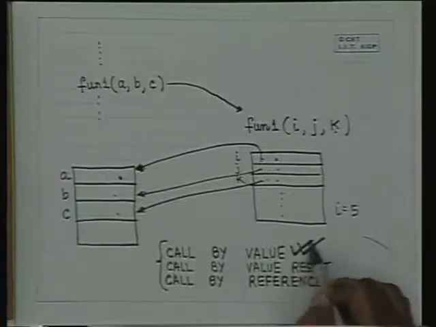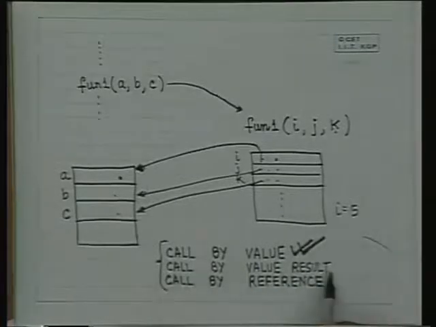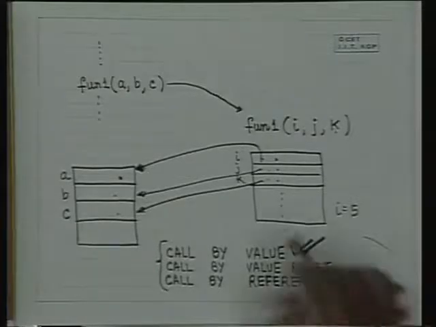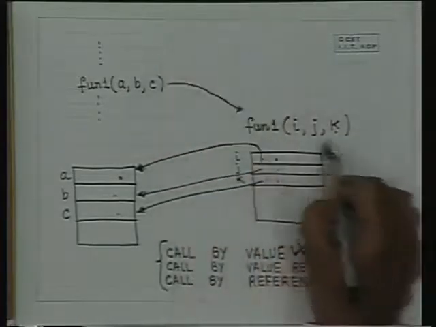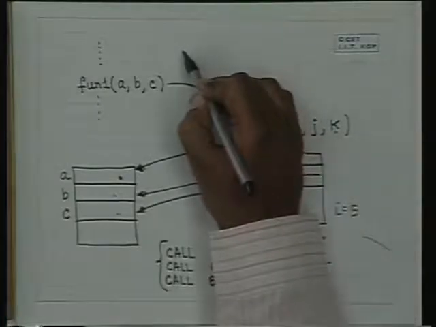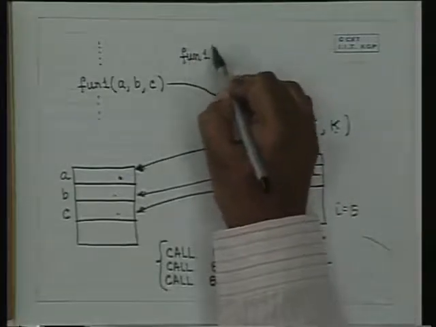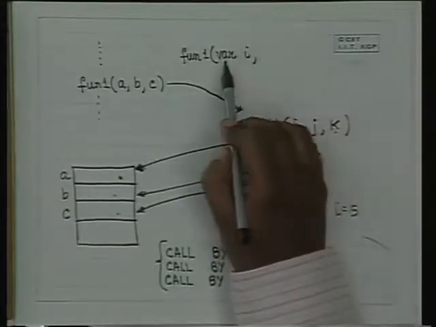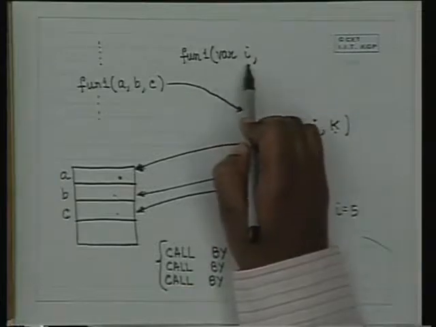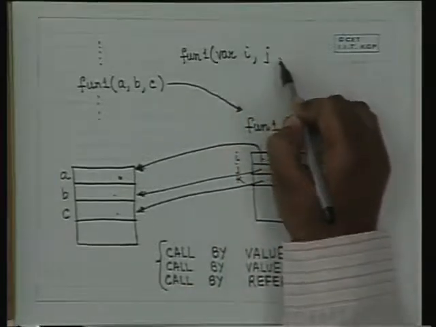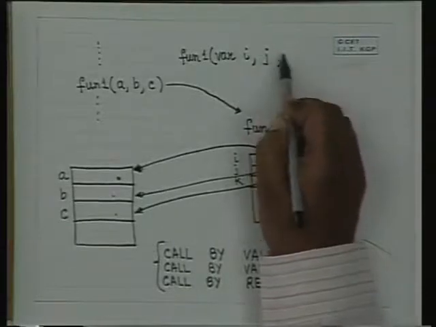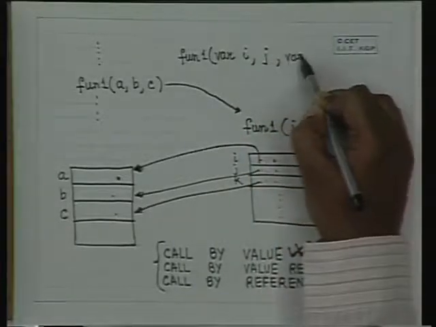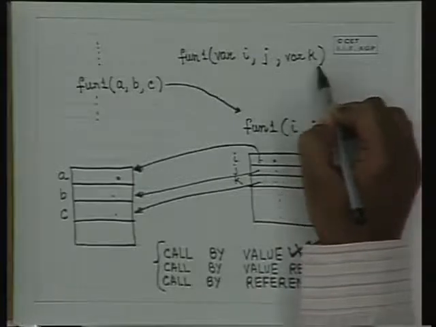So C language uses call by value and not call by value result or call by reference. Anyone who knows Pascal will know that in Pascal you can define these parameters in another way. If you write fun1 var I, then this means that this will be used as call by reference. If you write simple j, it means call by value. And again if you write say var k, then it will mean call by reference.